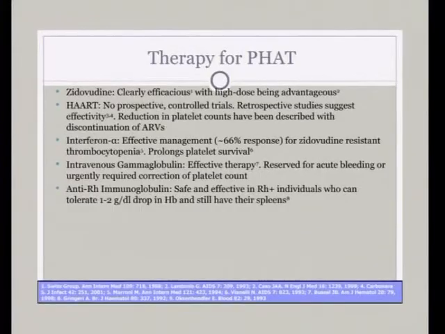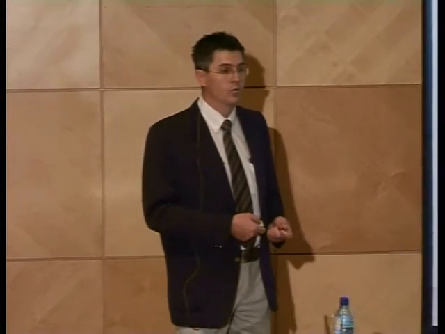We don't have IV anti-D in South Africa, but that is what you can use if you can get hold of it. It's safe and effective if the individual that's infected with the thrombocytopenia is Rh positive, so that's one prerequisite, and he still has to have an active spleen. Also, he should be able to tolerate a drop of 1 to 2 grams per deciliter in the hemoglobin, because that is often what will happen. Some hemolysis will take place.